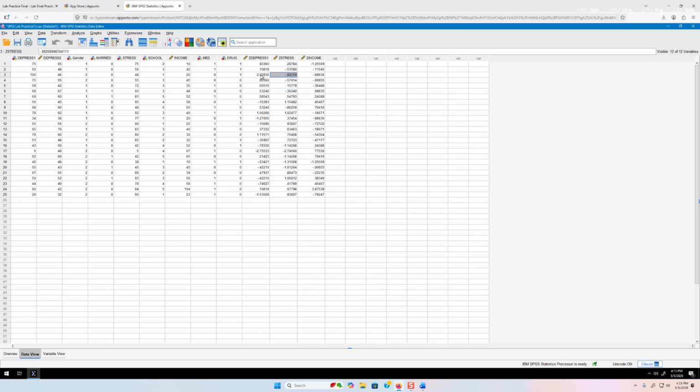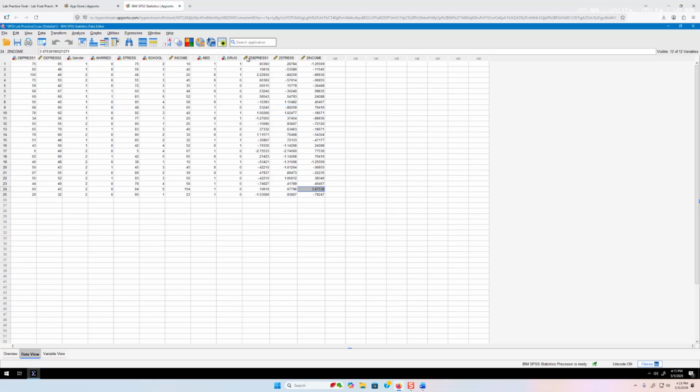For stress, we're looking for 2.58 and negative 2.58. Same thing, case 17. There's another outlier. And then for income, 2.58, we go down here to case 24. So that's by far the easiest way. There's not a lot of data here. You can just eyeball it.